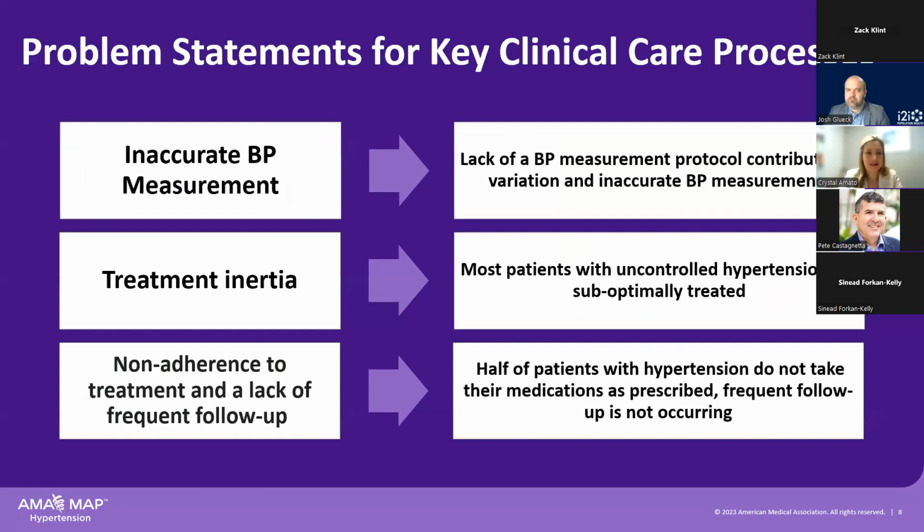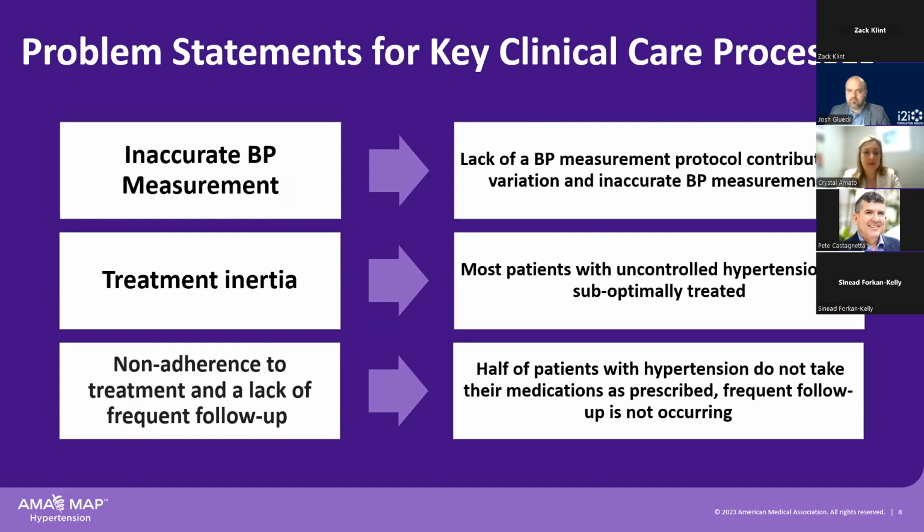All right, so as we look at hypertension, we know there are some key processes or problems that we continue to run up against. Oftentimes in our care settings, we have inaccurate blood pressure measurement. We know that measurement processes can vary from practice to practice and even clinician to clinician. And that variation can lead to errors in blood pressure measurement and ultimately inaccuracies. And that can really impact how we diagnose and assess the effectiveness of treatment.